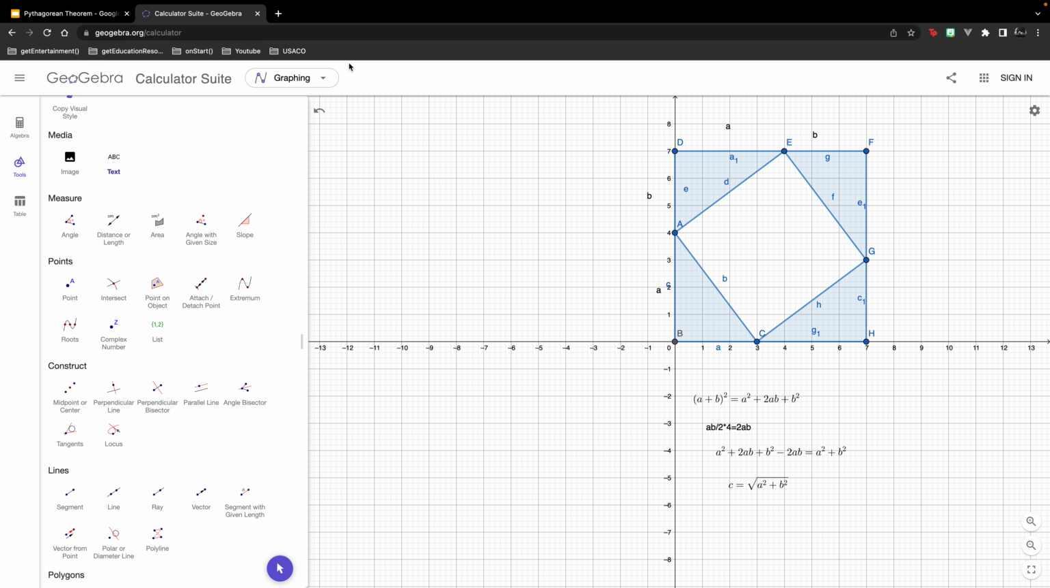The Pythagorean Theorem is overall a very useful tool to find the side lengths of right triangles and determine whether or not a triangle has a right angle.